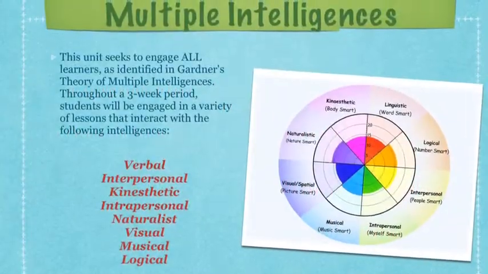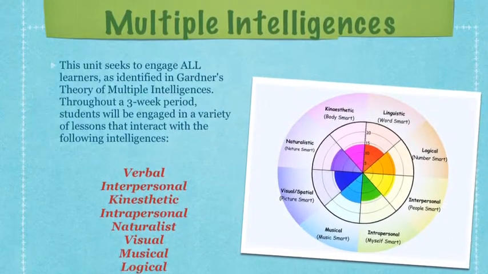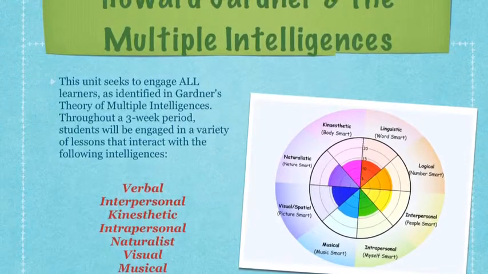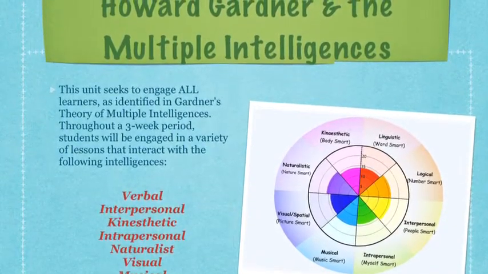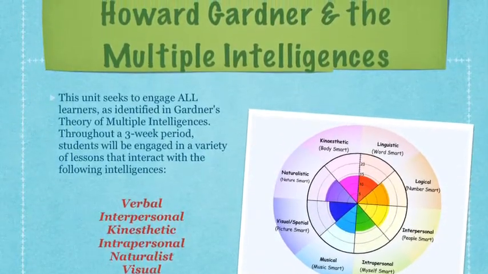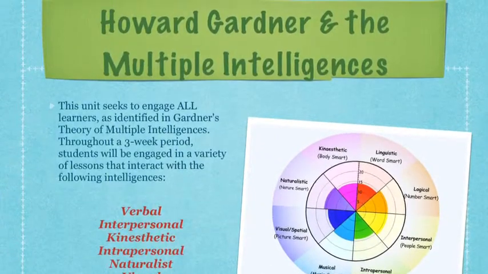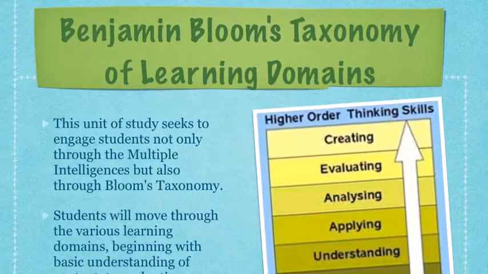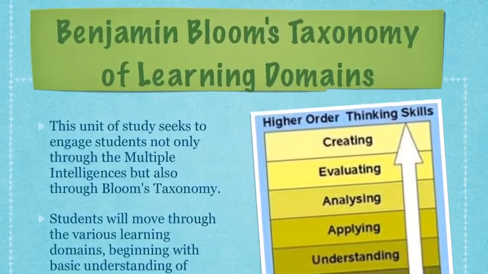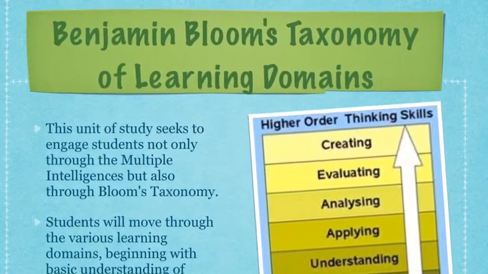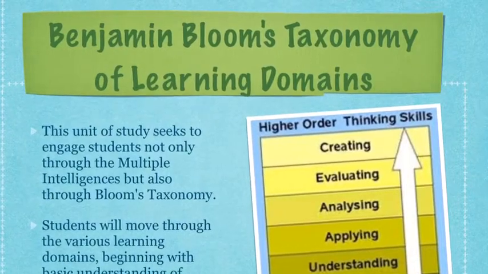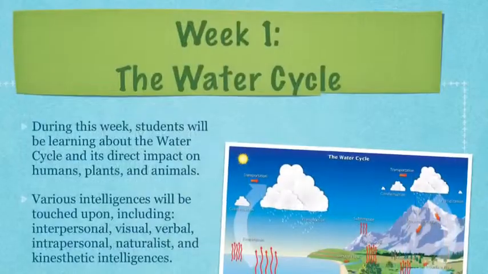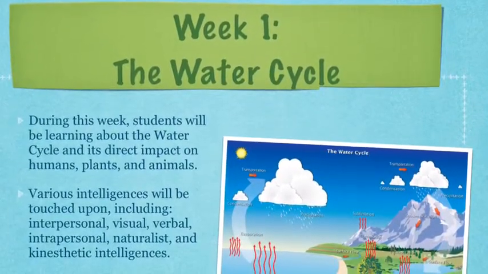More importantly, this unit seeks to integrate each of Gardner's multiple intelligences, which include verbal, interpersonal, kinesthetic, intrapersonal, naturalist, visual, musical, and logical learners. Likewise, this unit encourages higher-level thinking skills per Bloom's taxonomy. Activities progress through each of the levels in an attempt to have students create versus simply consume content and information. Let's take a closer look at these projects.